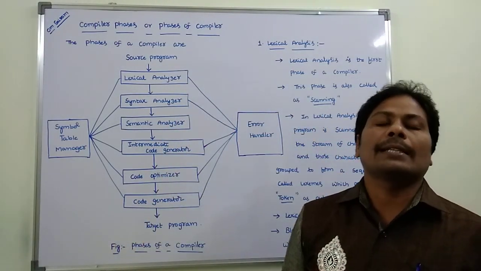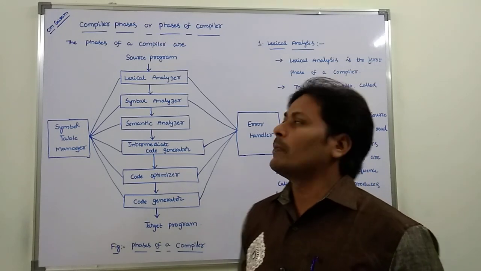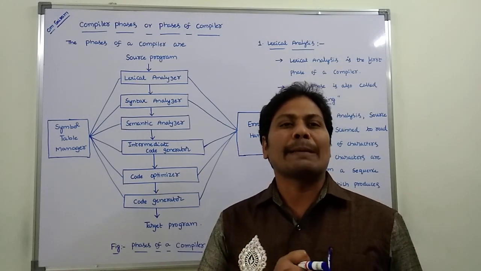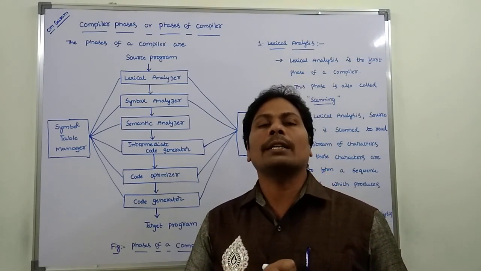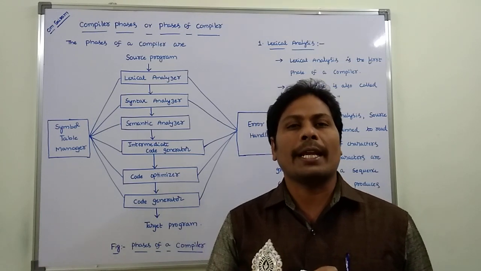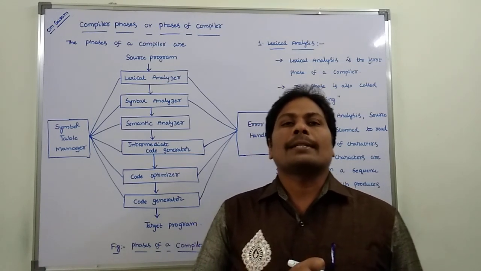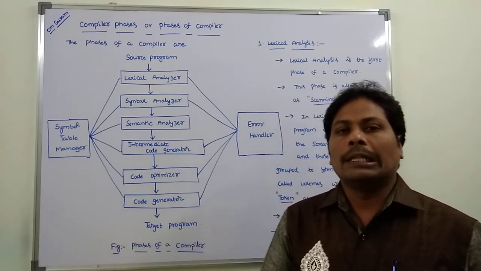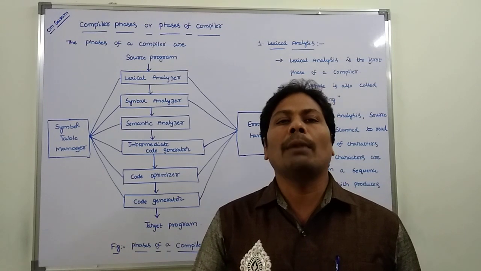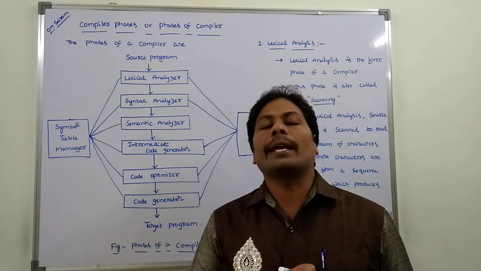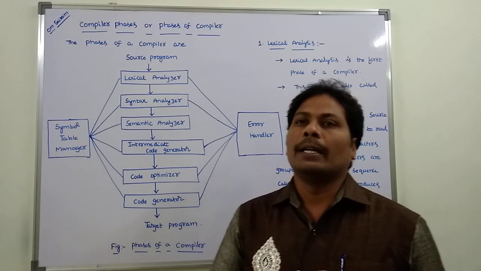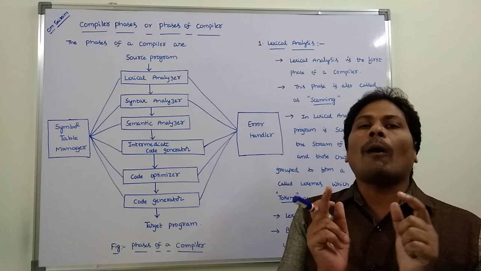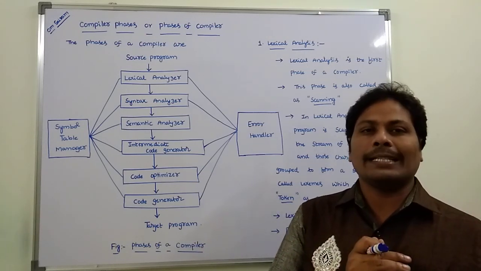So first one is lexical analysis, second one is syntax analysis, third one is semantic analysis, fourth one is intermediate code generation, fifth one is code optimization, sixth one is code generator, seventh one is symbol table management, and eighth one is error handler. Okay, so here the compiler can be operated in phases.